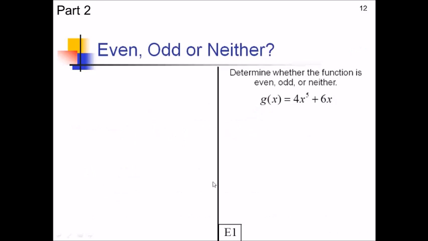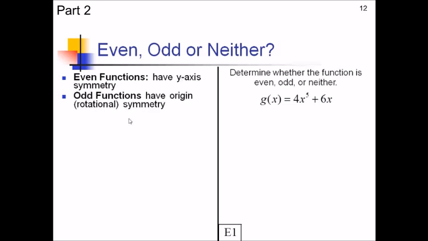So now that we've got all those function families under our belts, we're going to talk about one way to classify them that often comes up, and this is asking whether a function is even, odd, or neither. So what do these things mean? An even function is a function that has y-axis symmetry. An odd function, in contrast, is a function that has origin symmetry, which is a rotational kind of symmetry, like if you rotate something about the origin.